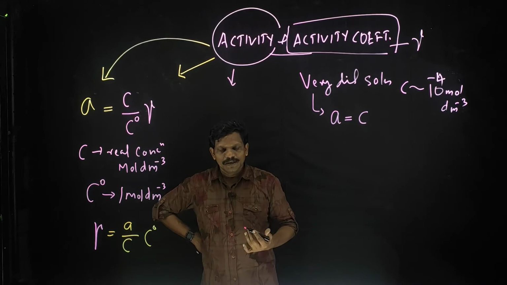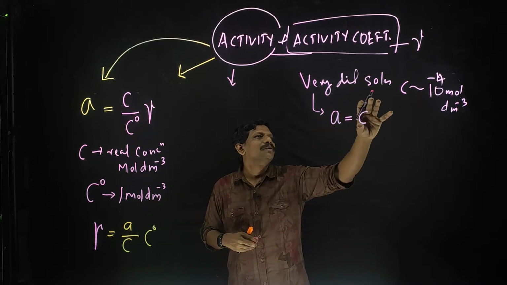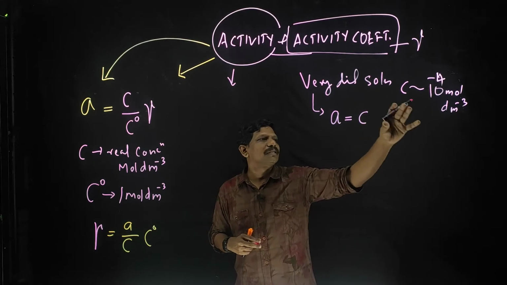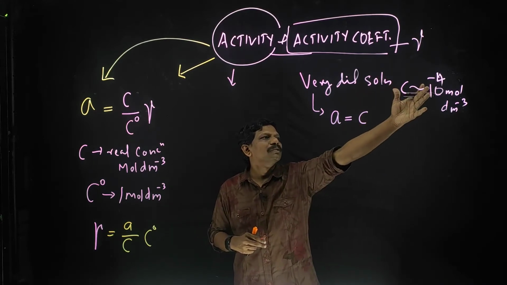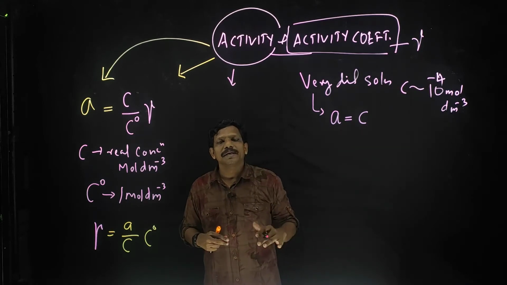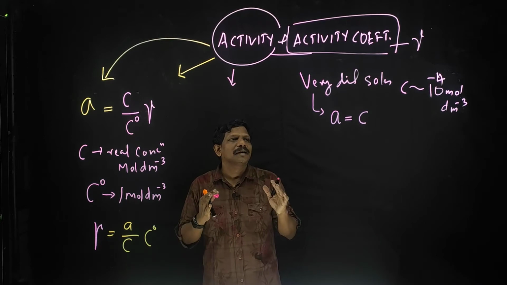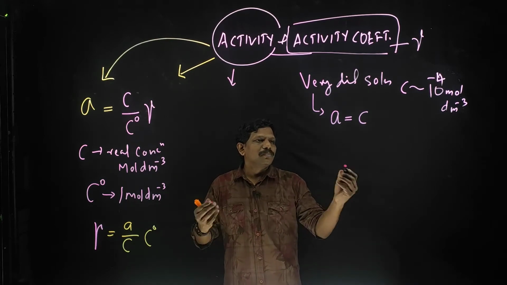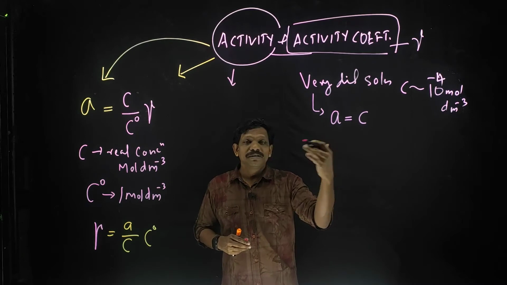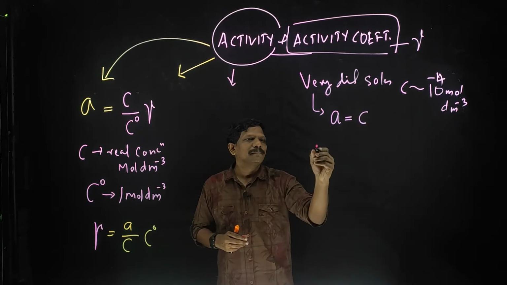But you see, we are always dealing with solutions whose concentration is above 10 raised to minus 4 mole dm raised to minus 3. That is why we need the term activity. So normally in electrochemistry, we are dealing with somewhat concentrated solutions.